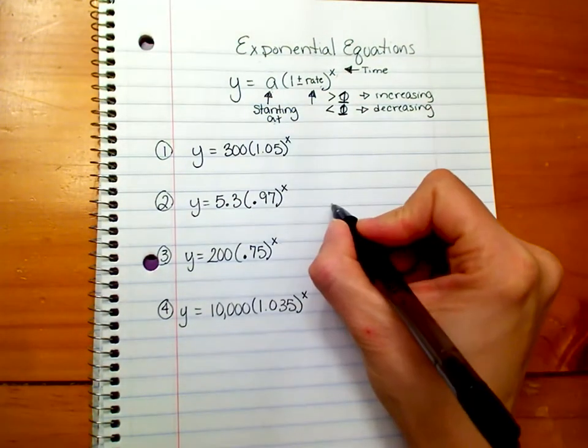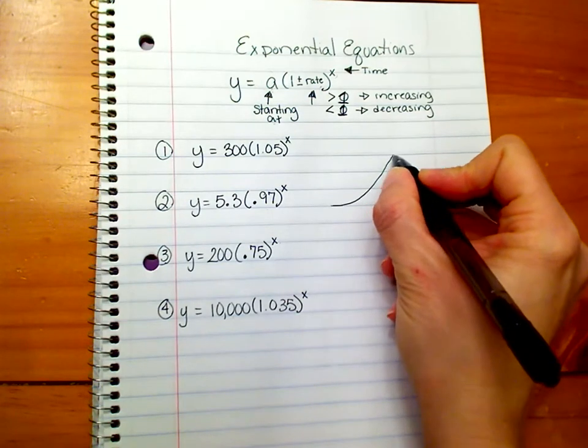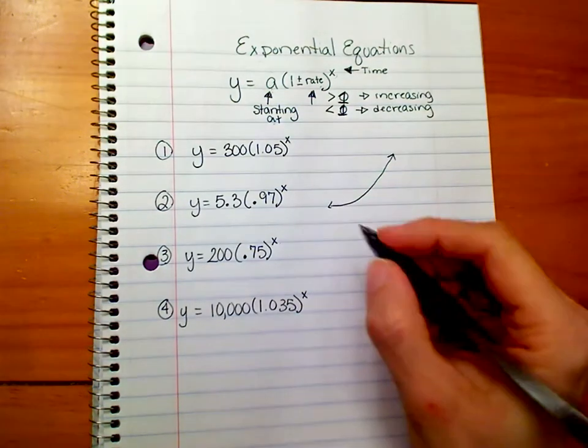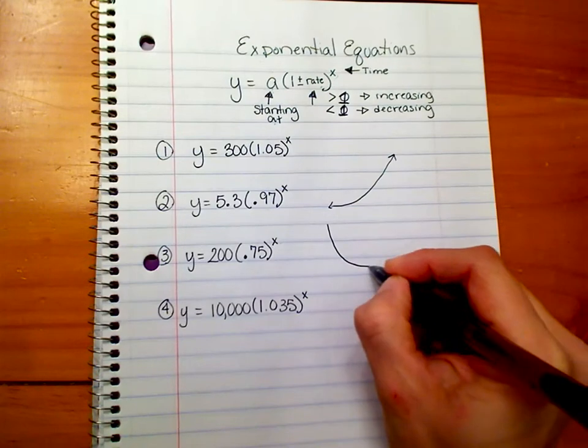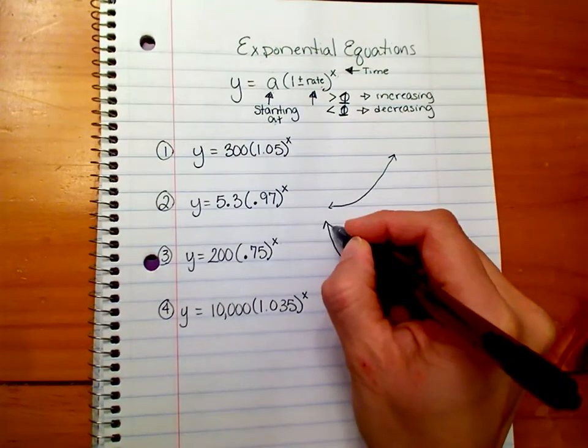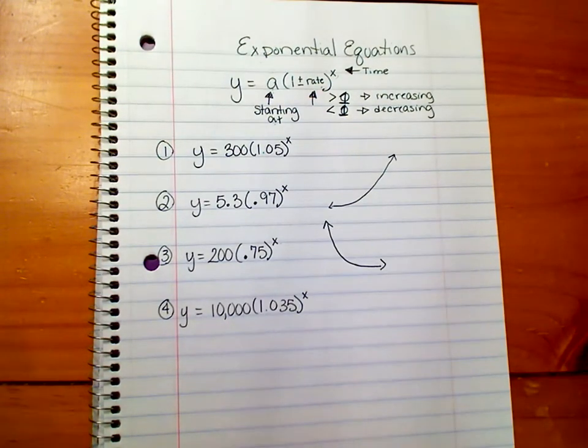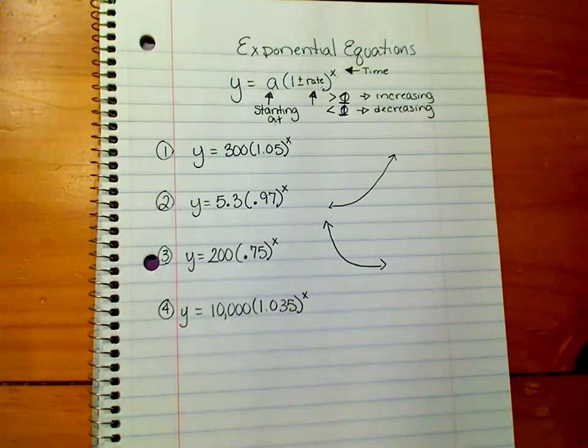Remember, if it's an increasing exponential function, it's going to look something like that. A decreasing exponential function, it's going to kind of look like this. So those are the pictures of the graphs. And if you want more details on maybe some problems, then we'll do that at the next one.